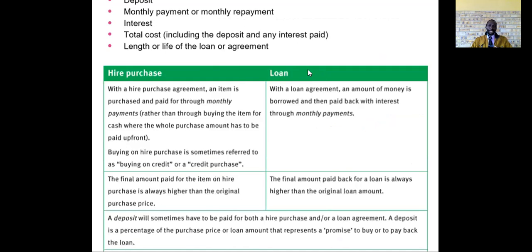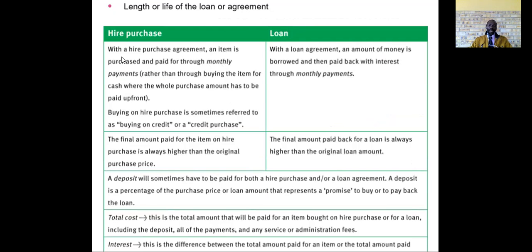So now hire purchase. In description, with the hire purchase agreement, an item is purchased and paid for through monthly payments, okay? So an item is purchased, very much like when you want to buy something on hire purchase, you first take the item. Then after taking the item, you pay for it later. It's a very common form of payment at the moment. You have seen cars advertising, different companies making cars have been advertising. They allow you to own the car. Then you'll be paying for it every month.